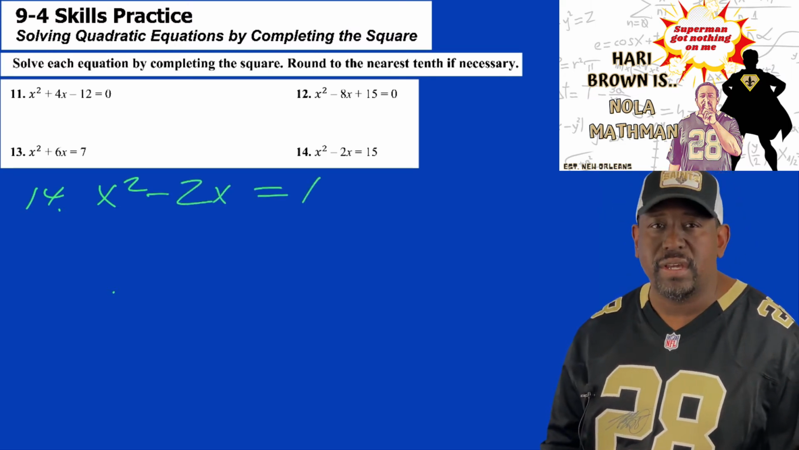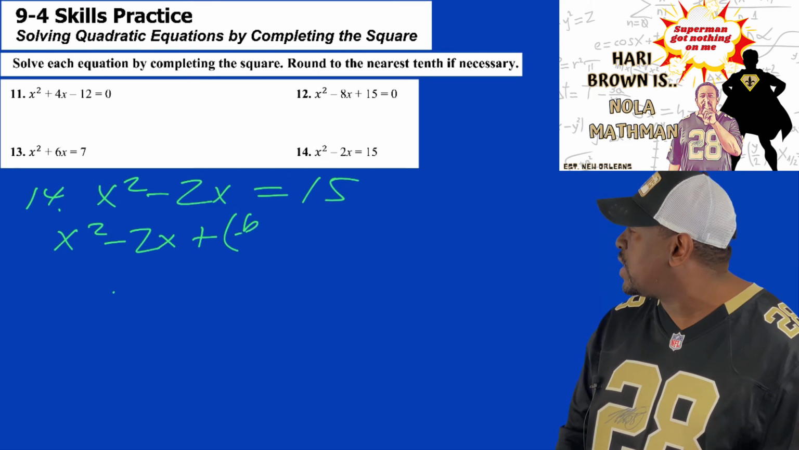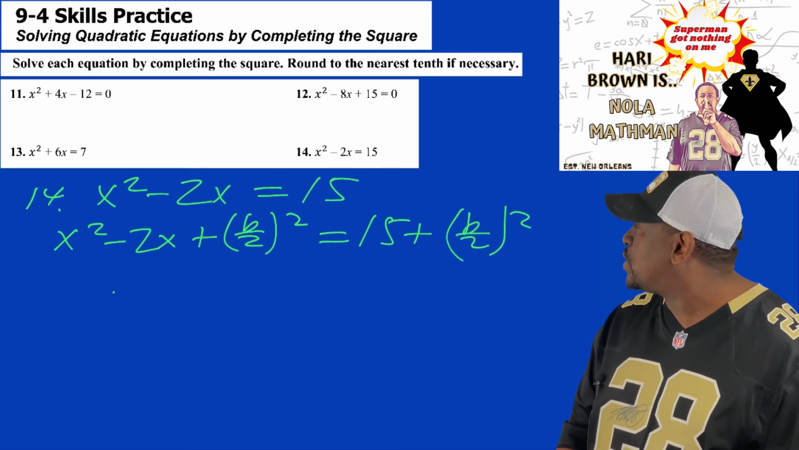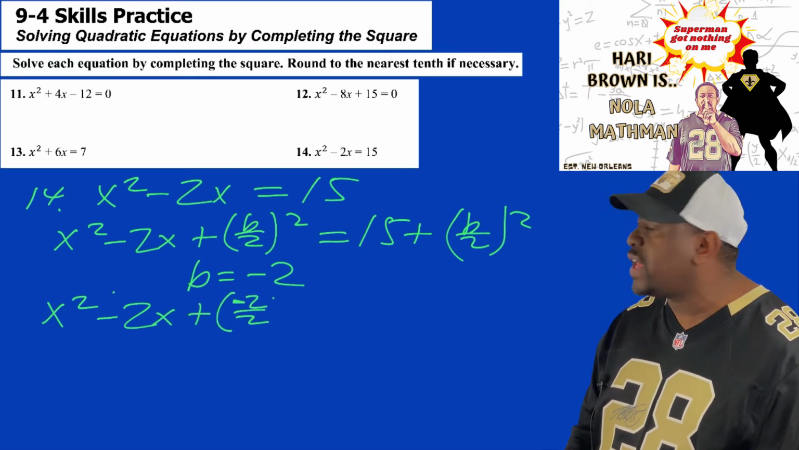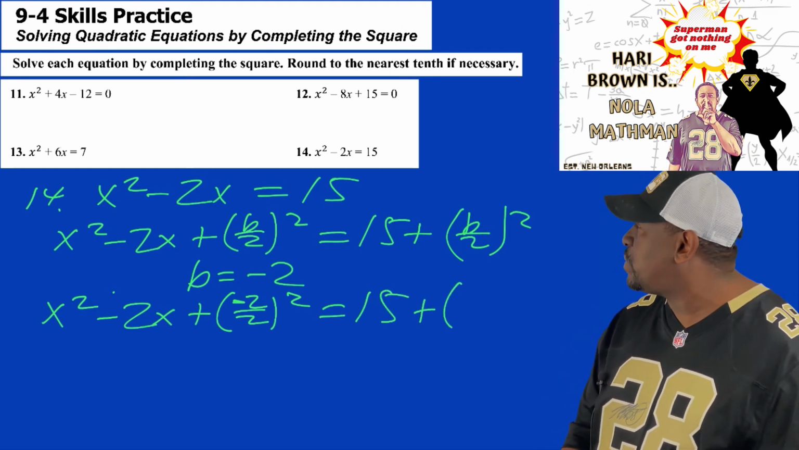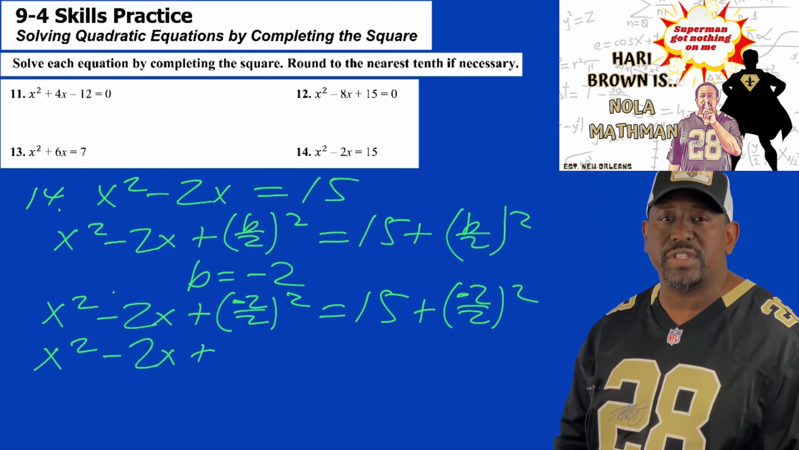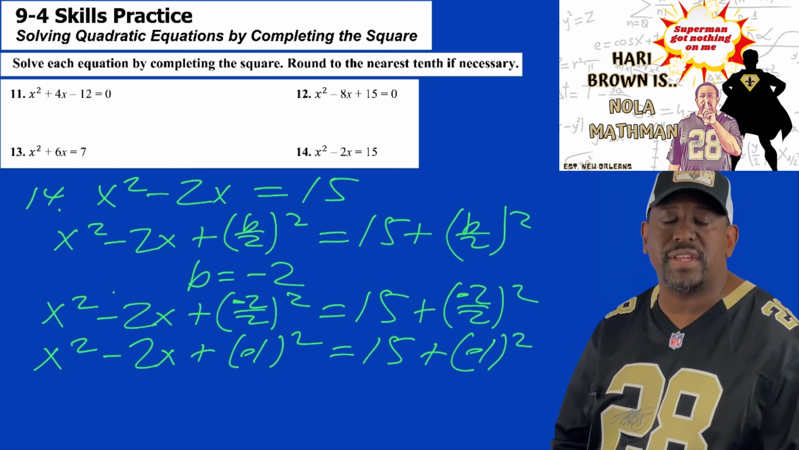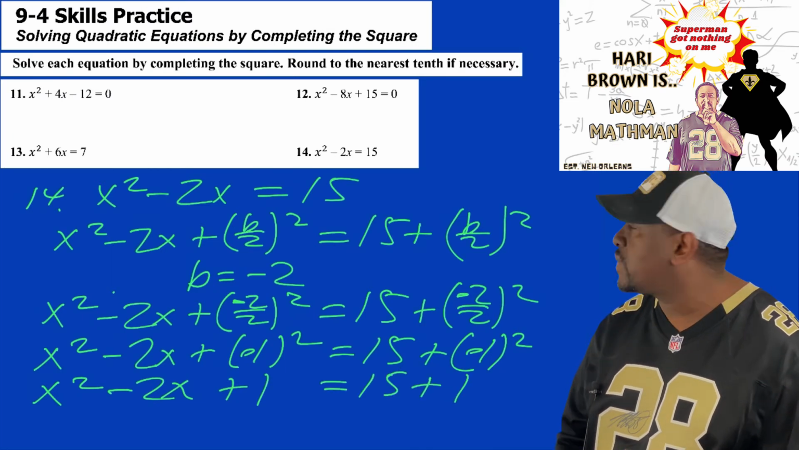So now we're going to do number 14. In number 14, we already have it in the form of x squared plus bx. We only have two terms on the left side, like we like. So we add the b over 2 on the left side of the equal sign, which means we must add b over 2 squared to the 15 on the right side, which we did. We pull out our b value, which is negative 2. We substitute into b on both sides of the equation, so you'll have negative 2 over 2 squared, and you'll have 15 plus negative 2 over 2 squared. Using the order of operations, we will divide. Negative 2 divided by 2 is going to give us negative 1. So we've got x squared minus 2x plus negative 1 squared equals 15 plus negative 1 squared. We square the negative 1, we'll end up with x squared minus 2x plus 1, and we'll have 15 plus 1.